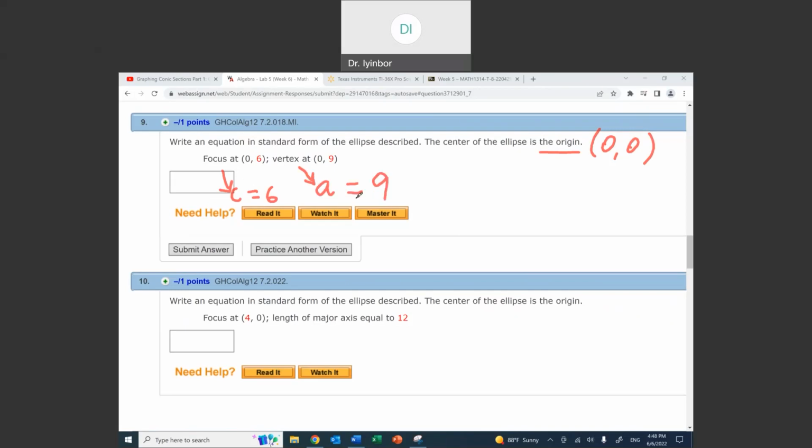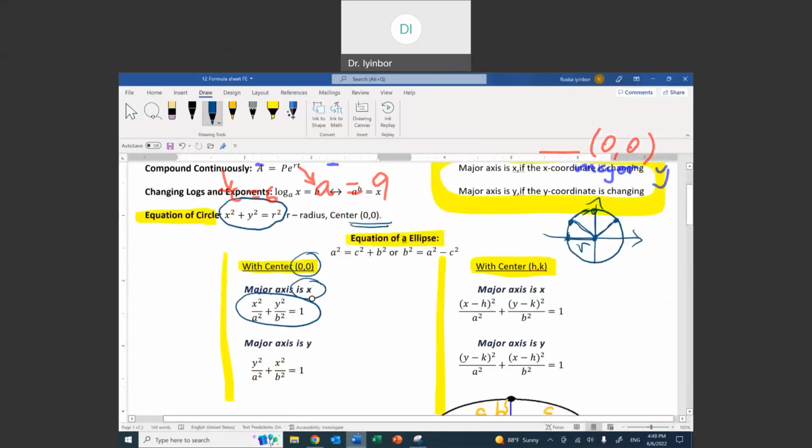Now, which one is your major axis? Looking at my points, which coordinate is changing? X and X doesn't change. Y is changing, 6 and 9. So major axis is Y. I'm going to put major is Y. Now I'm going to look at my formula sheet and get the equation with center 0, 0, major axis Y. It's going to be this one, the bottom one.